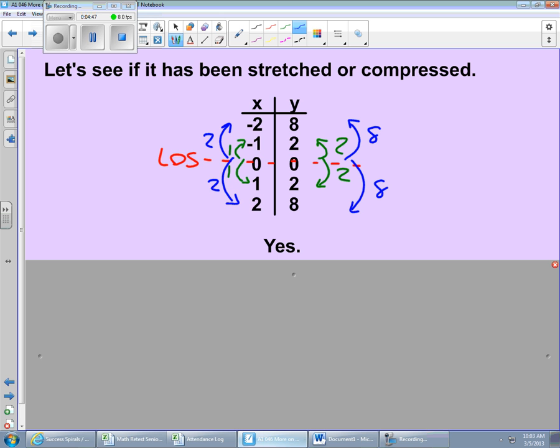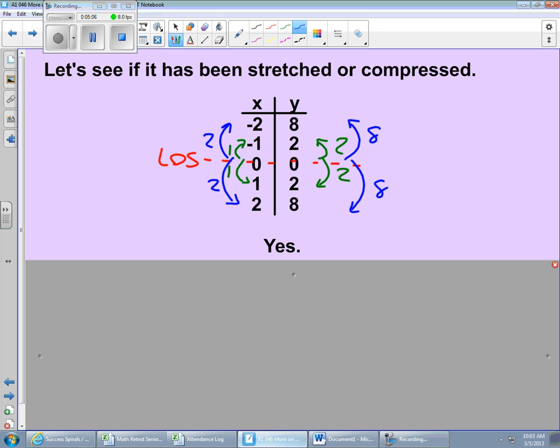Okay, but the question now is, is it actually compressed or is it actually stretched? We're going to need to know because it's going to change the number that goes in front of x squared. Okay, well, let's have a look.